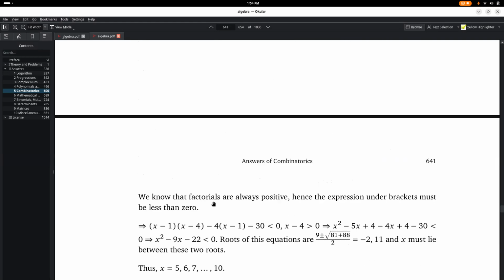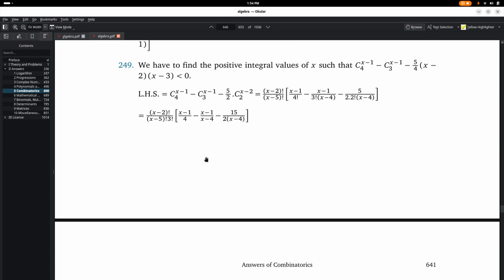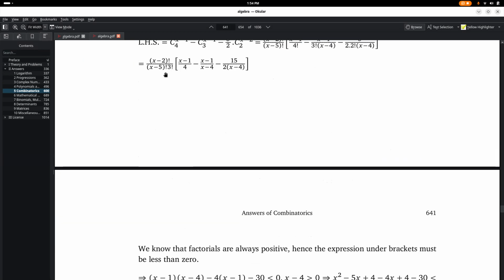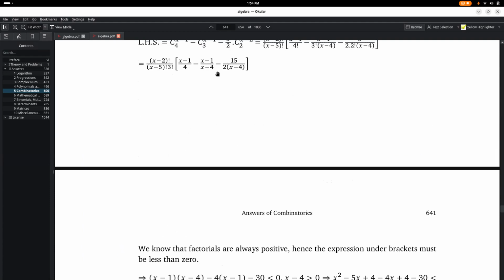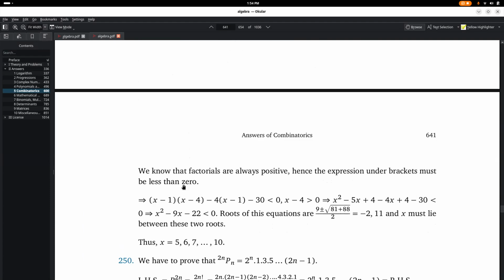So we know that factorials are always positive, hence the expression under bracket must be less than 0. Okay, because (x-2)! and (x-5)! and 3! will be positive. And then we take LCM and take the numerator, we get (x-1)(x-4) minus 4(x-1) minus 30 less than 0.